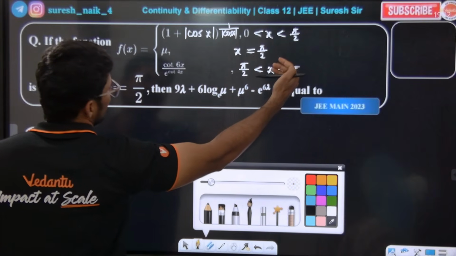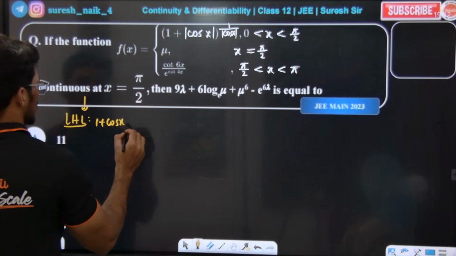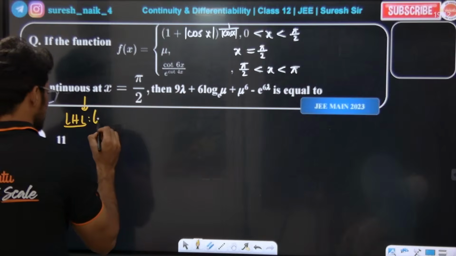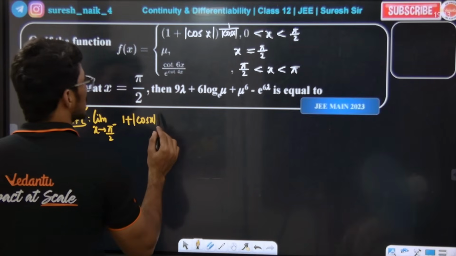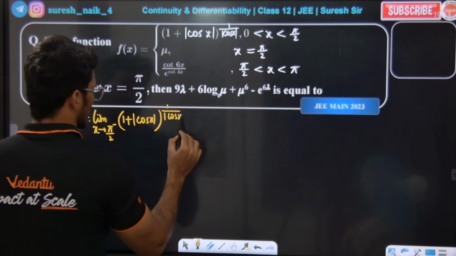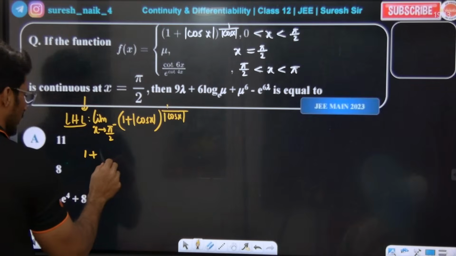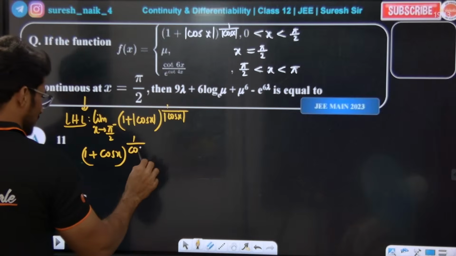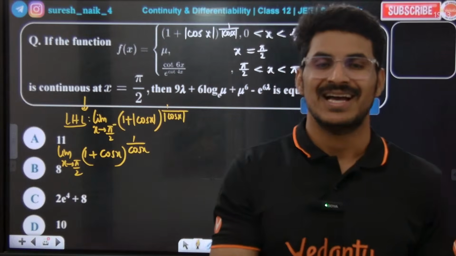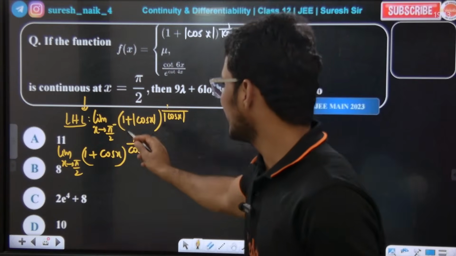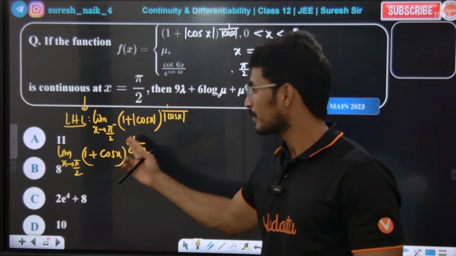Less than 90 means what? x is lesser than 90 in the function. Less than 90 means the first quadrant, correct or not? Limit x tending towards 90 minus, 1 plus mod cos x whole to the power of 1 by mod cos x. Is that clear? Less than 90, the first quadrant, modulus will be opening with positive. Sir, how does mod cos x become just cos x? Modulus gives either plus or minus, right? 90 minus theta is in the first quadrant, where cos will be positive. So the modulus of cos x opens with positive.